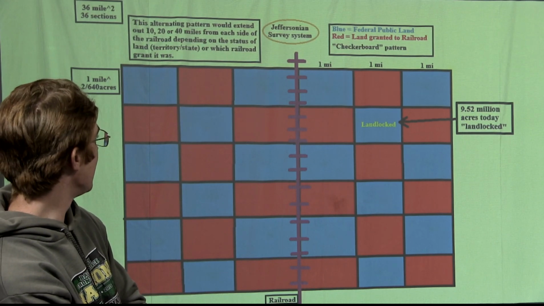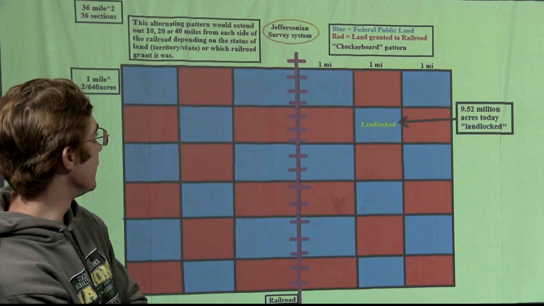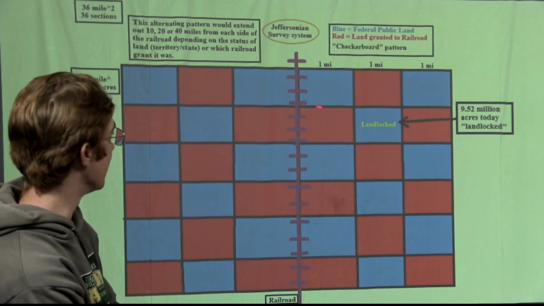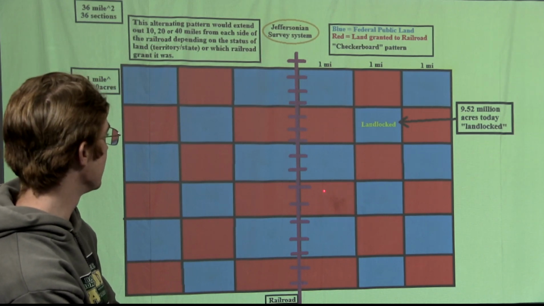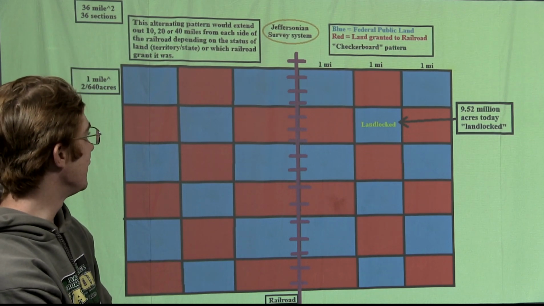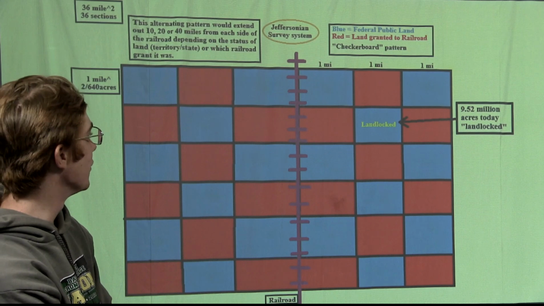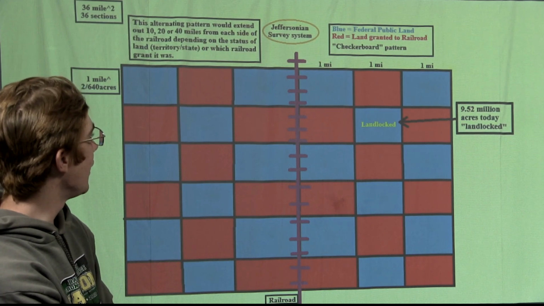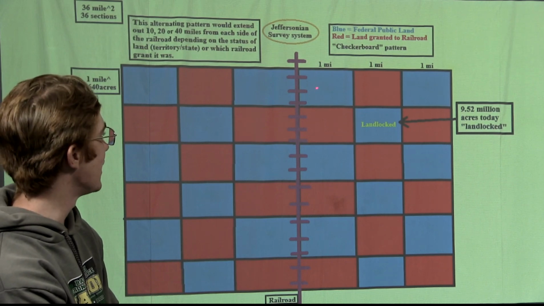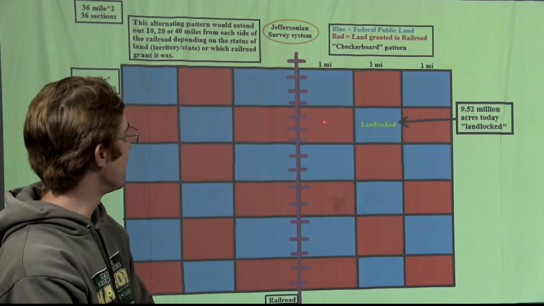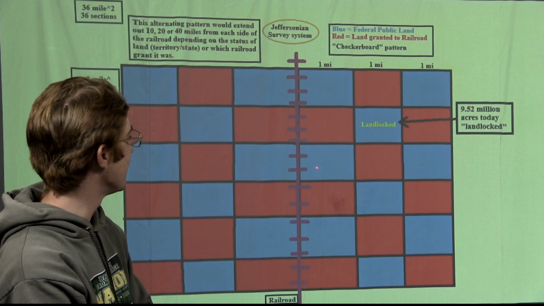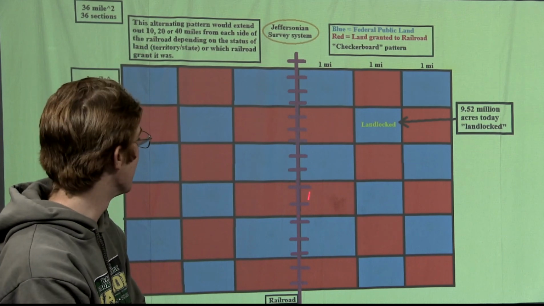So extending out either 10, 20, or 40 miles from each side of the railroad was this alternating checkerboard pattern of public, private, public, private, public, private. And I believe the federal government retained the even sections and the railroads were given the private sections. The federal government's idea behind this was that we'll give these sections out and retain these sections, and in theory the retained sections would increase in value as the railroad was built.